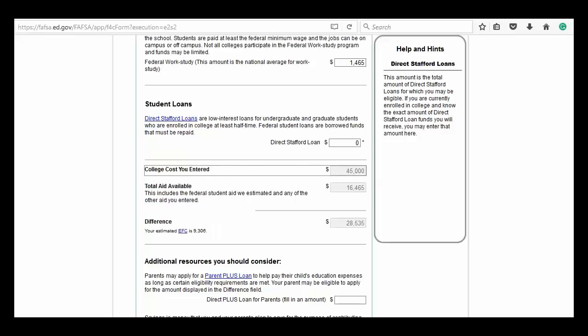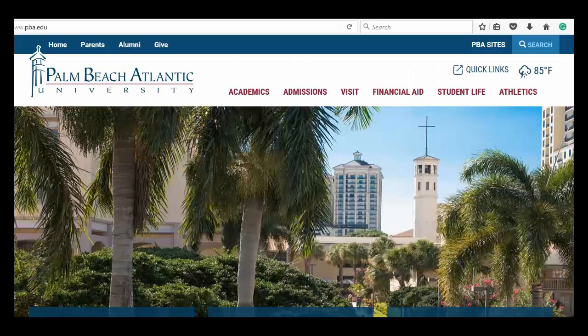We're going to go visit Palm Beach Atlantic University and use their net cost calculator to determine what your net cost would be in attending that university. All right, so we're at Palm Beach Atlantic University. This is a Christian-based university right in West Palm Beach, Florida. And I love the way they have the layout for their financial aid.